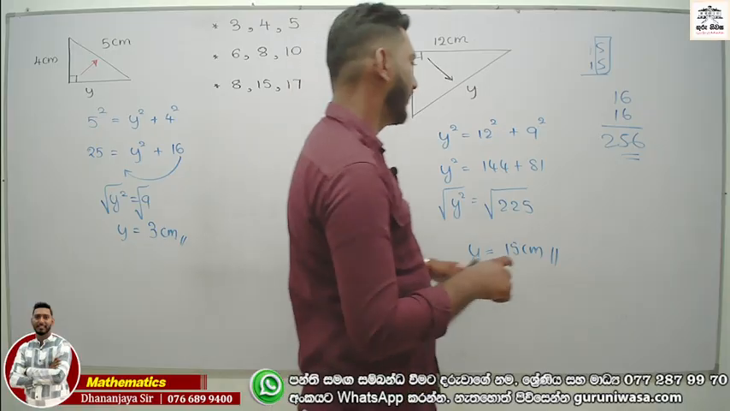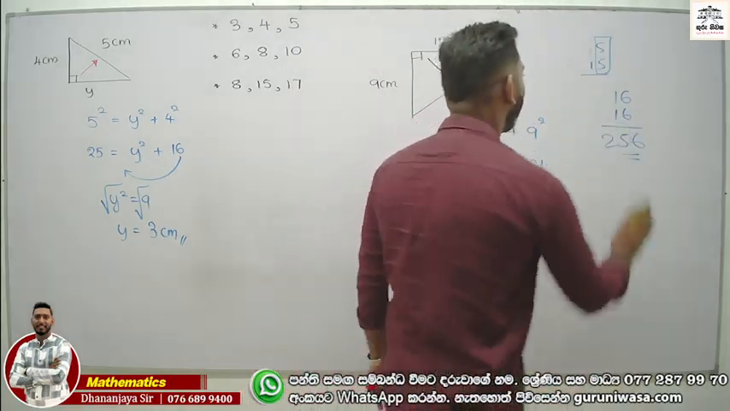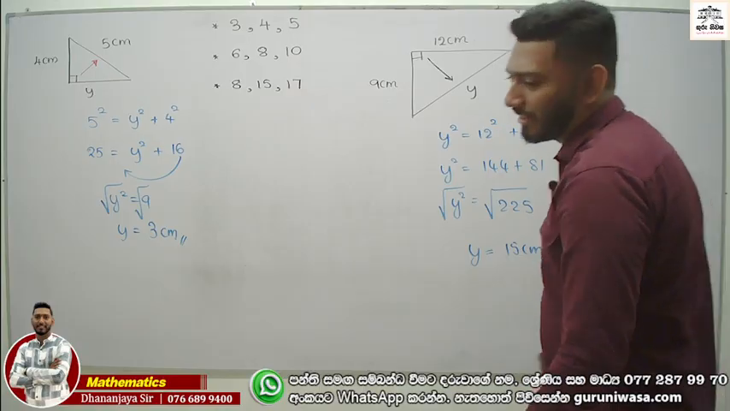Right. Now look at this. Therefore, the square root of 225 is 15. Right. Now we have another relationship.